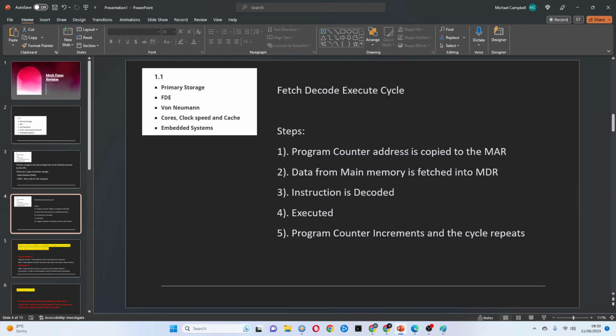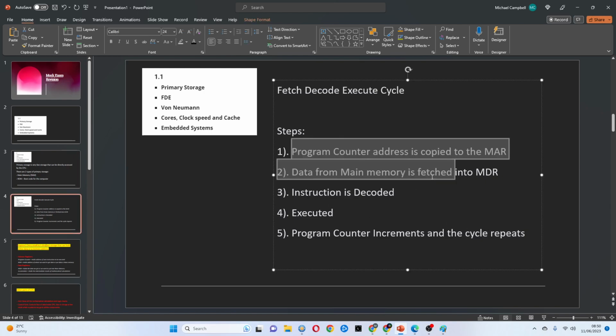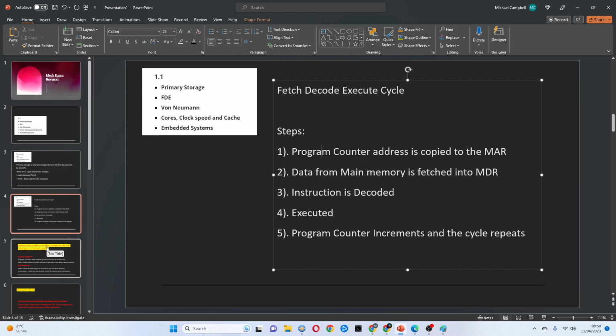The program counter address is copied to the MAR, data from main memory is fetched into MDR, the instruction is decoded, executed, and the program counter increments and the cycle repeats. If you get all confused by this bit, just put fetches from RAM, decodes, executes, program counter increments, and the cycle repeats, and you should get some good marks anyway. But generally, the questions are quite easy on that, as you'll see later when I show you them.